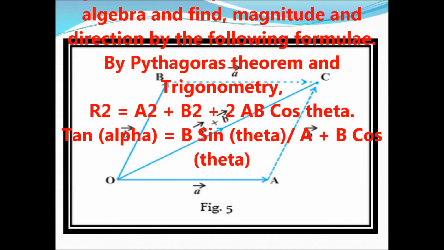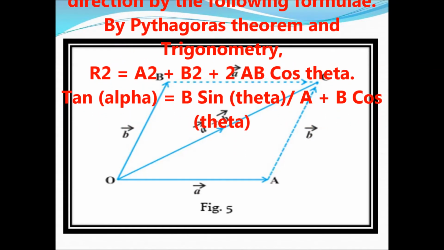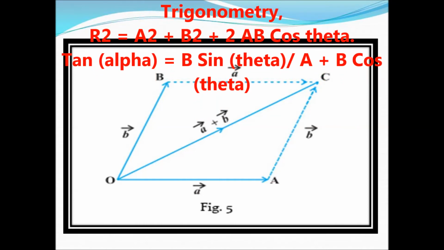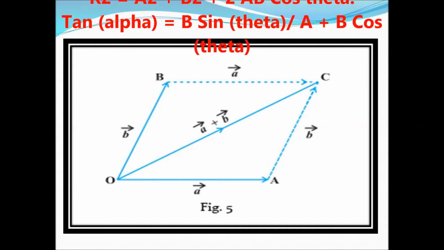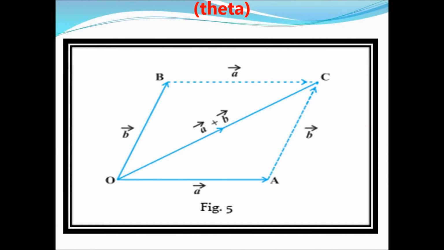angle COA, and the resultant magnitude is OC. So what is the resultant? OC is the resultant, COA is the direction. So tan alpha will be B sin theta by A plus B cos theta. So simple. And what is theta? Theta is the full angle between the two vectors. BOA is theta.